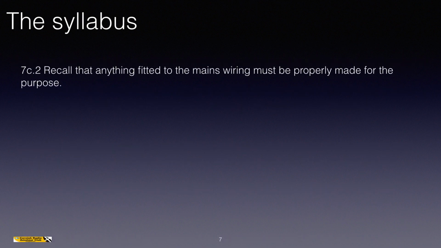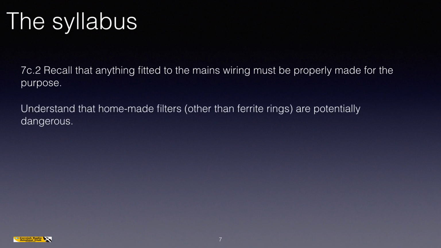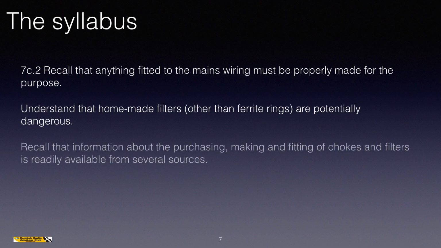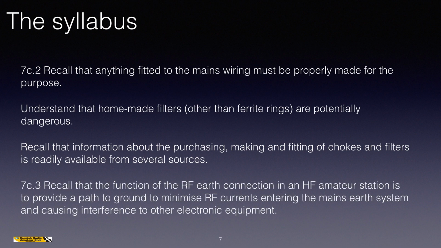Recall that anything fitted to the mains wiring must be properly made for the purpose. Understand that homemade filters, other than ferrite rings, are potentially dangerous. Recall that information about the purchasing, making and fitting of chokes and filters is readily available from several sources. Recall that the function of the RF earth connection in an HF amateur station is to provide a ground path to minimize RF currents entering the mains earth system and causing interference to other electronic equipment.